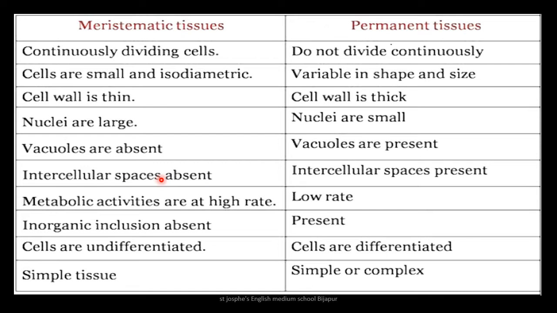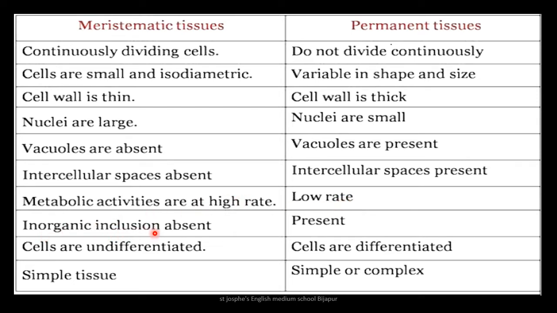The intercellular space. What is this intercellular space? It means the space between two cells. It is absent in meristematic tissue; they don't have any space between their cells. But in permanent tissues, the cells have intercellular space present. The metabolic activities are at a high rate in meristematic tissues as they are continuously dividing, whereas permanent tissues have a low rate of metabolism.